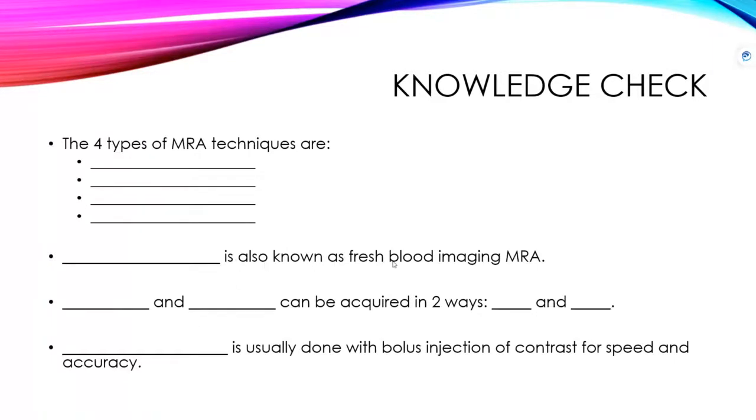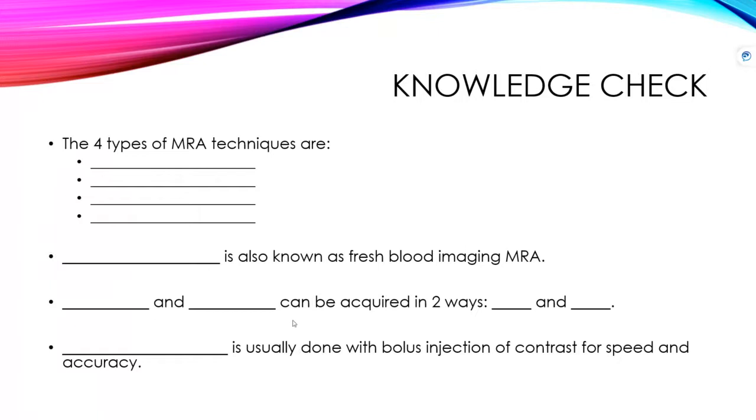Next blank. Something is also known as fresh blood imaging, MRA. Which one of the 4 is fresh blood? Go ahead, Laura. Digital subtraction. Perfect. Digital subtraction MRA is fresh blood imaging.